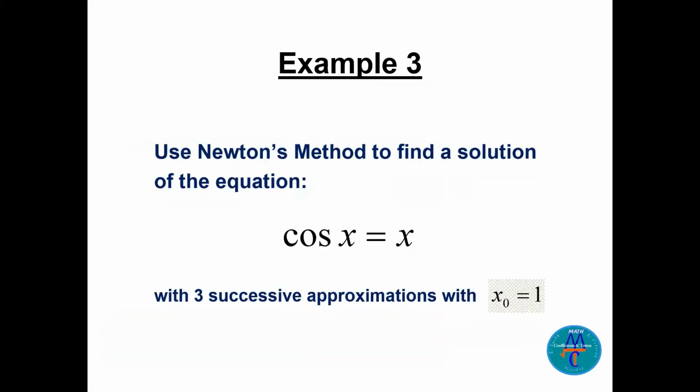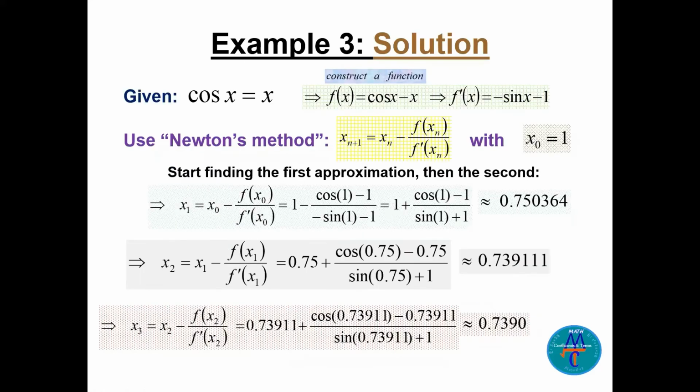Let's see now a nice example. Use Newton's method to find a solution of the equation cosine of x is equal to x with 3 successive approximations, with x sub 0, which is the initial guess, is 1. This is an equation. Remember, cosine of x is equal to x.